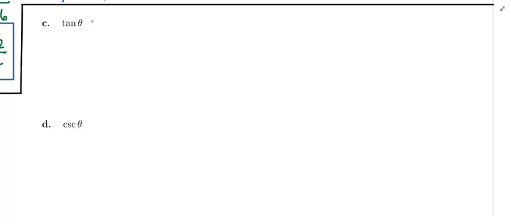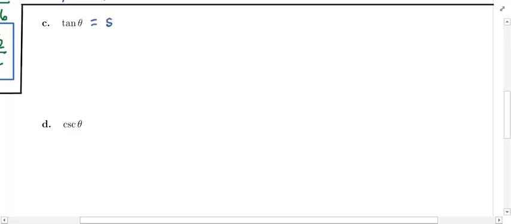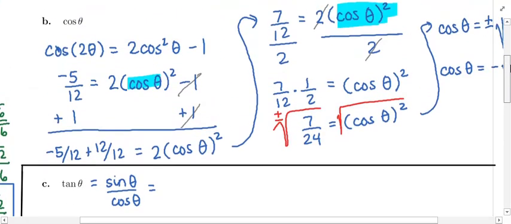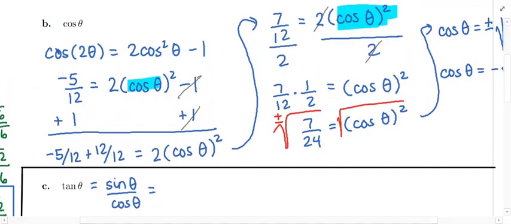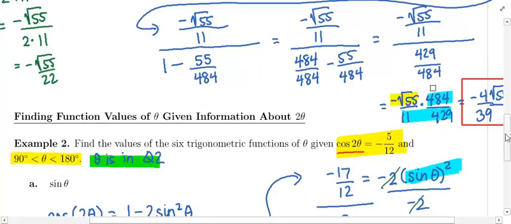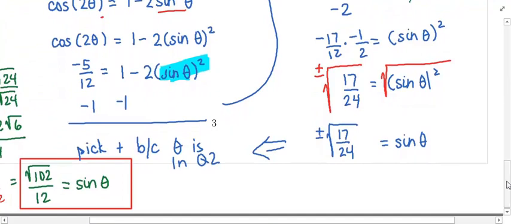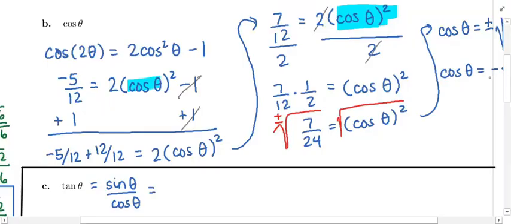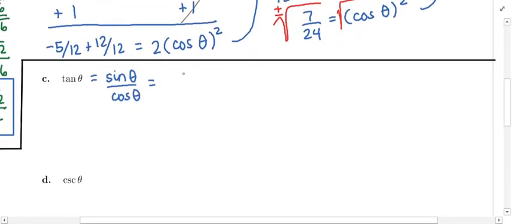So to get the tangent of theta, this is going to be the sine of theta over the cosine of theta. Okay, so we need to go back and use our prior results. If I scroll up, at the bottom of page 3, we found that the sine of theta, you can see it in the box right here, is the square root of 102 divided by 12. So I'm going to jot that down. That's going to be the sine.